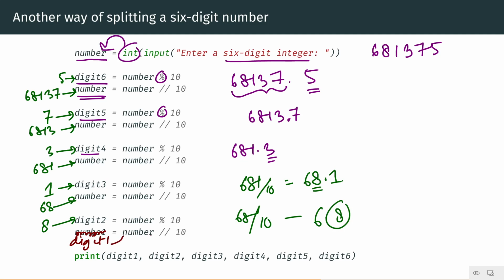Digit 1 equals the number divided by 10, which is 6, right? So 6 is stored in digit 1. So when you print this in reverse order, digit 1 has 6, digit 2 has 8, digit 3 has 1, digit 4 has 3, right? Digit 5 has 7, and digit 6 has 5, right? So that's another way of dealing with the same problem. But in this case, we isolate the digits from the right-hand side. Okay.